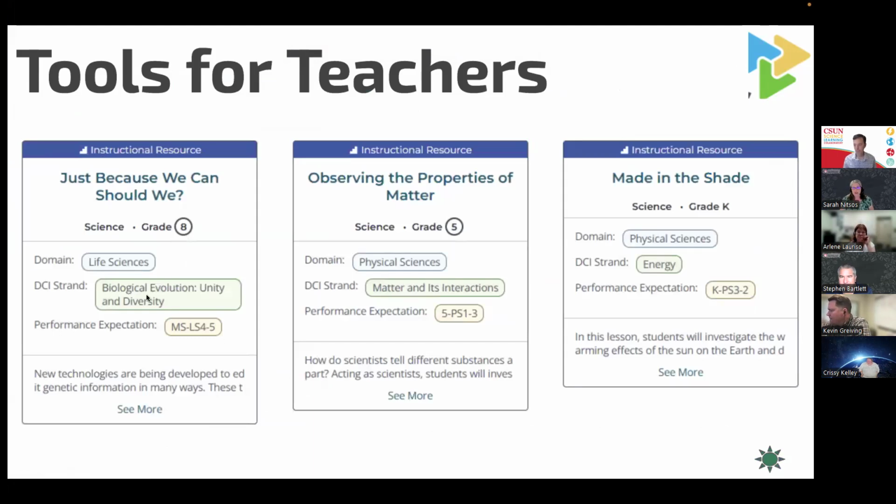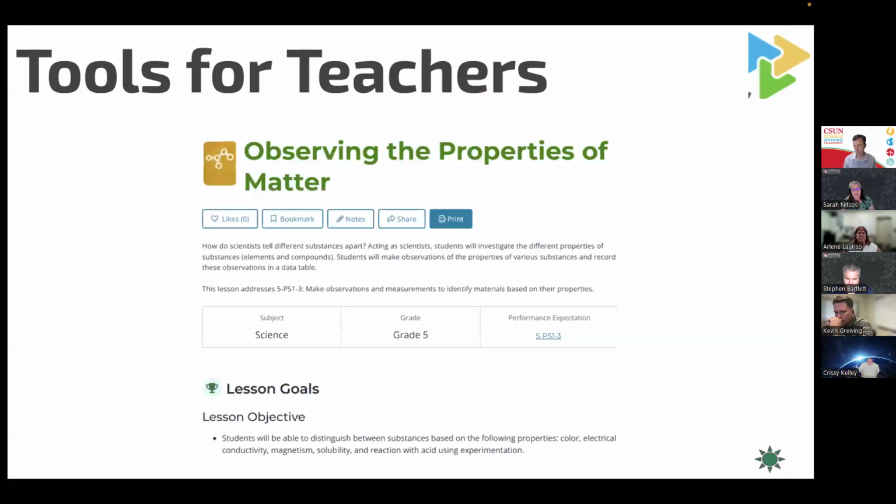So as Stephen showed us how we get in, once you've logged in, you'll have access to over 92 resources. You can see them sorted by grade, by domain, by strand. You can filter these to your heart's content to get to the resource that might be right for you. Let's get to that next slide. Let's take a look at what's offered in Tools for Teachers.